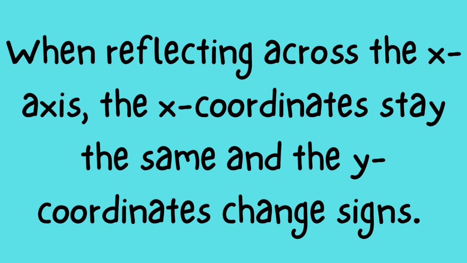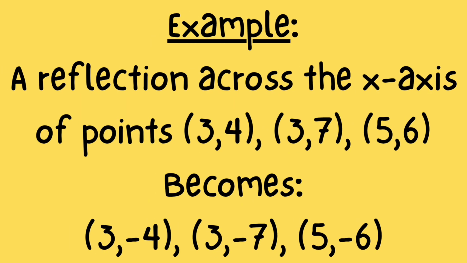When reflecting across the x-axis, the x-coordinates stay the same, and the y-coordinates change signs. Here's an example. A reflection across the x-axis of points (3, 4), (3, 7), (5, 6) becomes (3, -4), (3, -7), (5, -6).